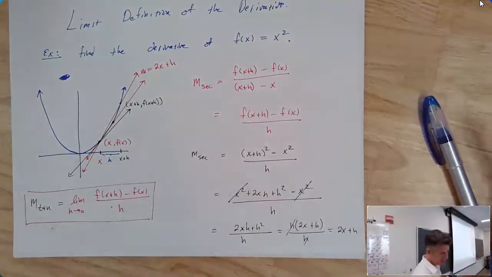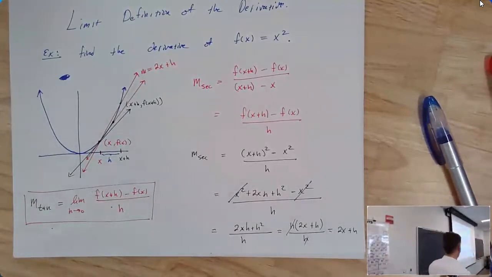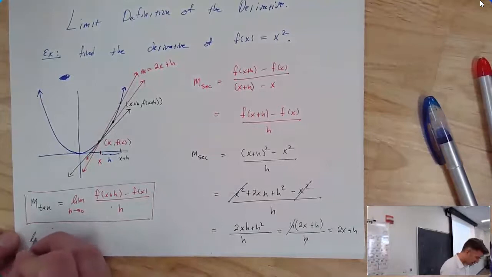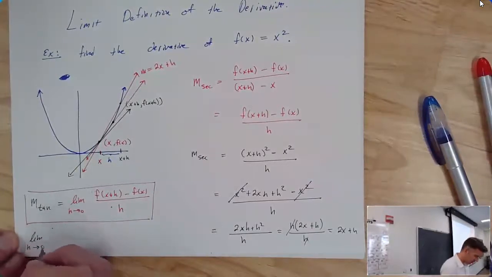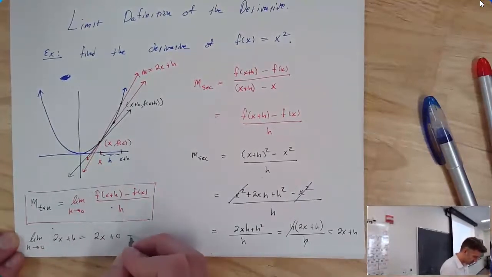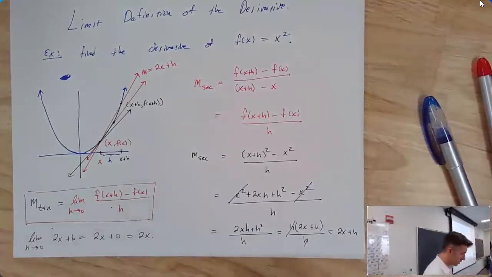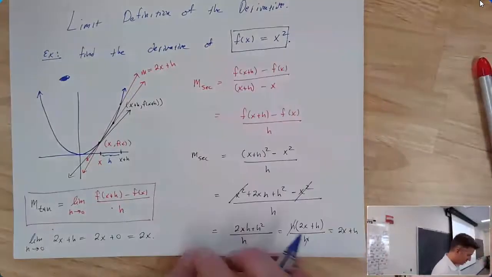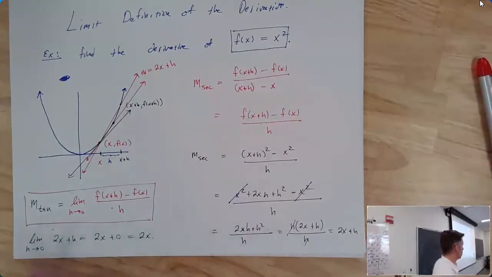That is how we are generally finding the slope of the tangent line at any value of x. Or in other words, how we're finding the derivative. So this is the derivative of this function at any point. For this particular function, if we take the limit as h approaches 0 of what we just found, we get just 2x plus 0, which is 2x. So for our function, f of x equals x squared, we just found the derivative to be 2x.